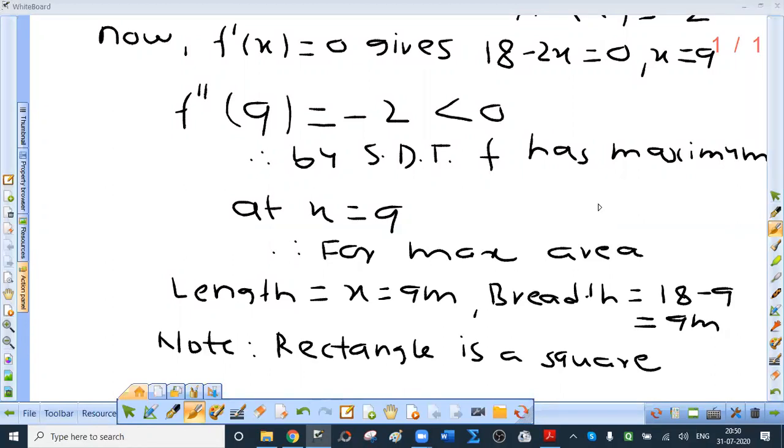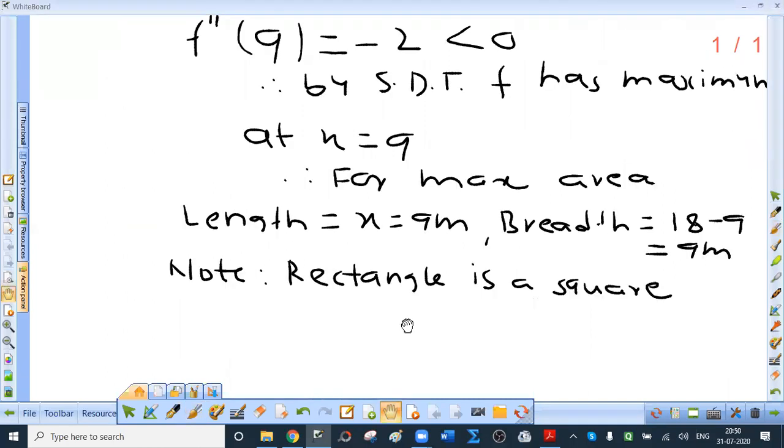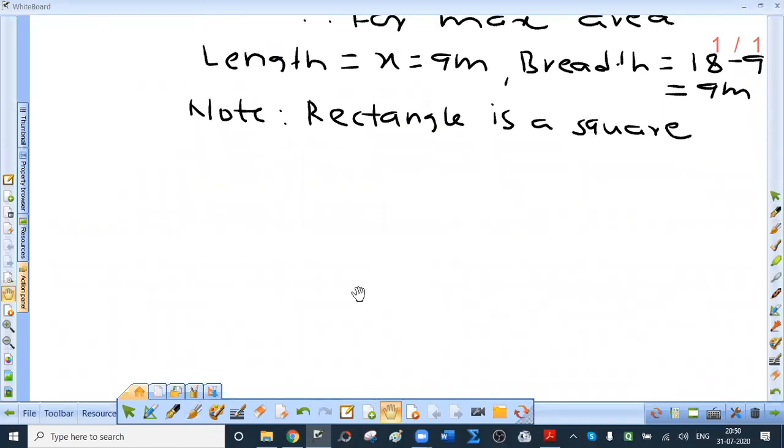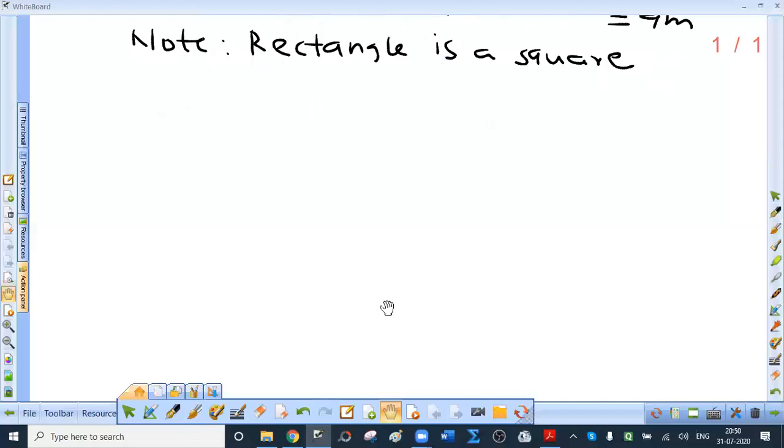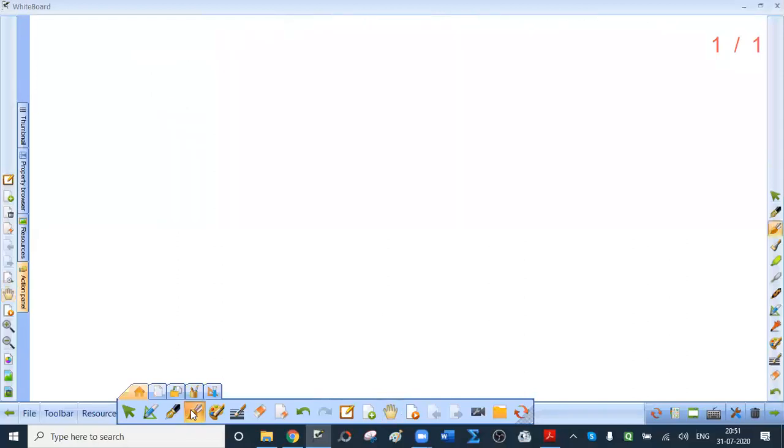So this is the first statement. Right? Second statement also. Amongst the rectangles with given area, square has the least perimeter. Okay, good. Now we will solve some number.